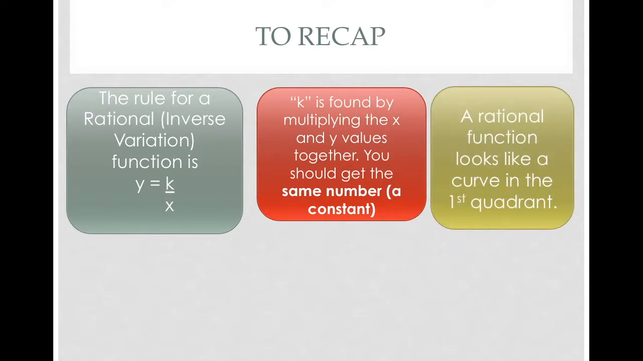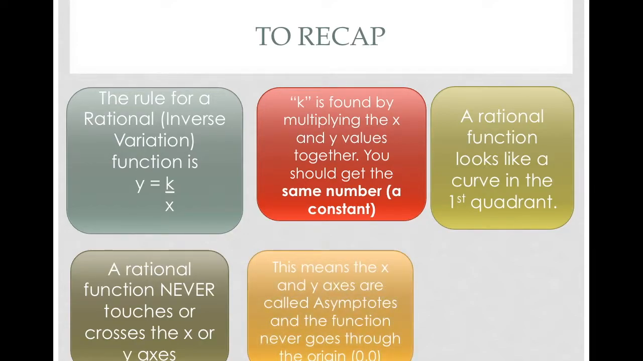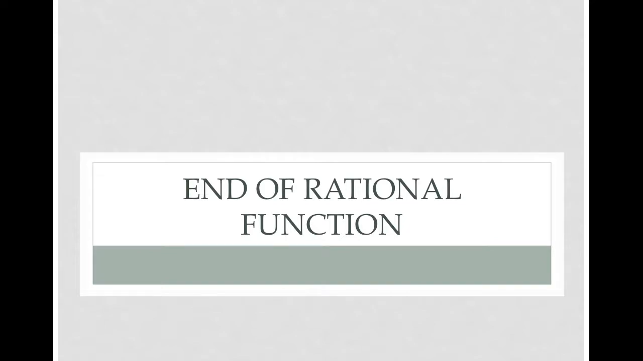A rational function looks like a curve, and we only focus on what it looks like in the first quadrant. It never touches or crosses the x or y axes, which means that the x and y axes are called asymptotes. And the function never passes through 0, 0. Remember what I said on the table, x cannot be 0. Makes no sense. Definitely not a rational function if you see x as 0. And lastly, I taught you how to graph a rational function. So to graph one, just plot the points and then draw a curve as best as you can through those points without touching the x and the y axis. And that is the end of the rational function.